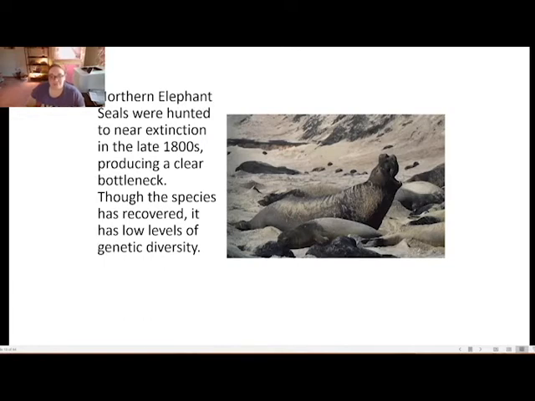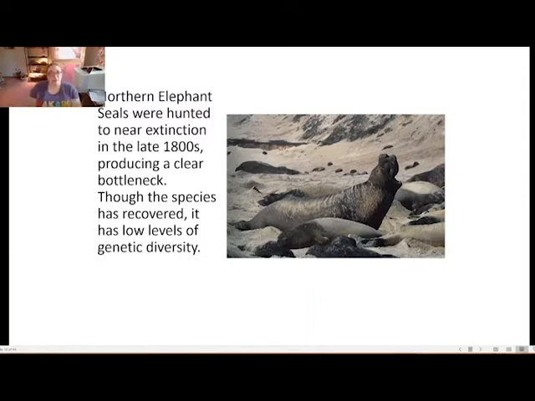Really, because of that unequal sex ratio, the next generation was even less genetically diverse. So it's all been exacerbated by the fact that they have such a small population size.